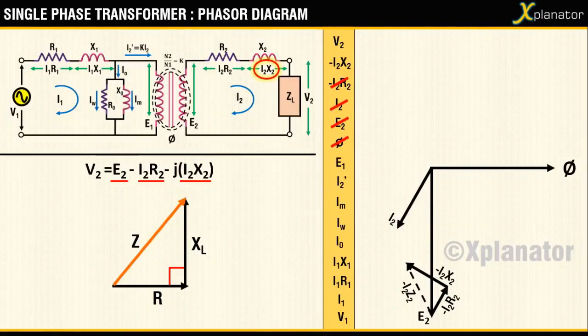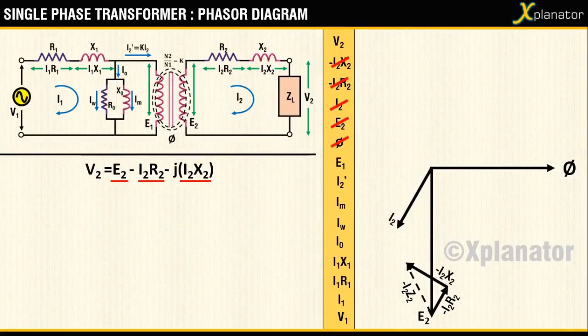With this, all the parameters in the equation for V2 have been drawn. You can add the three phasors to get the resultant vector V2. The first vector, that is E2, started at the origin, and the last vector, that is minus I2 x2, has finished at this point. Join the start and the end points to get the resultant vector V2. The phasor diagram for the secondary circuit has now been drawn completely.